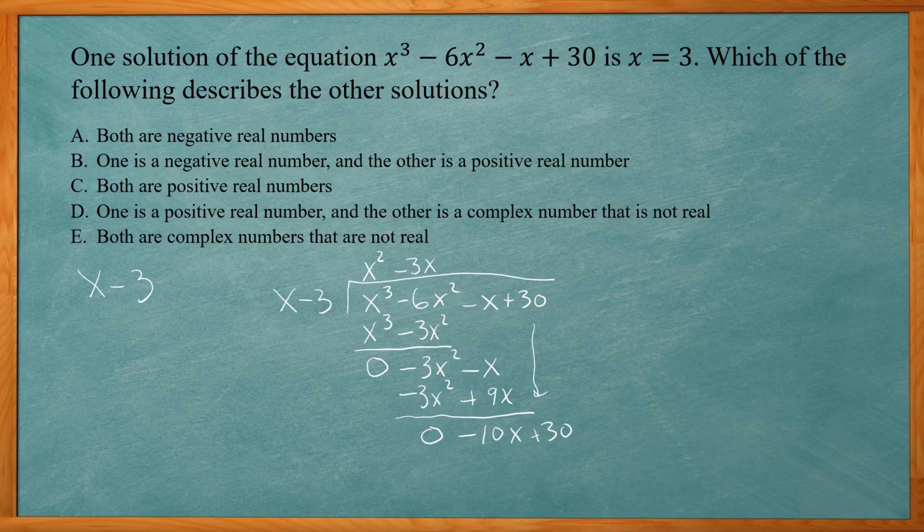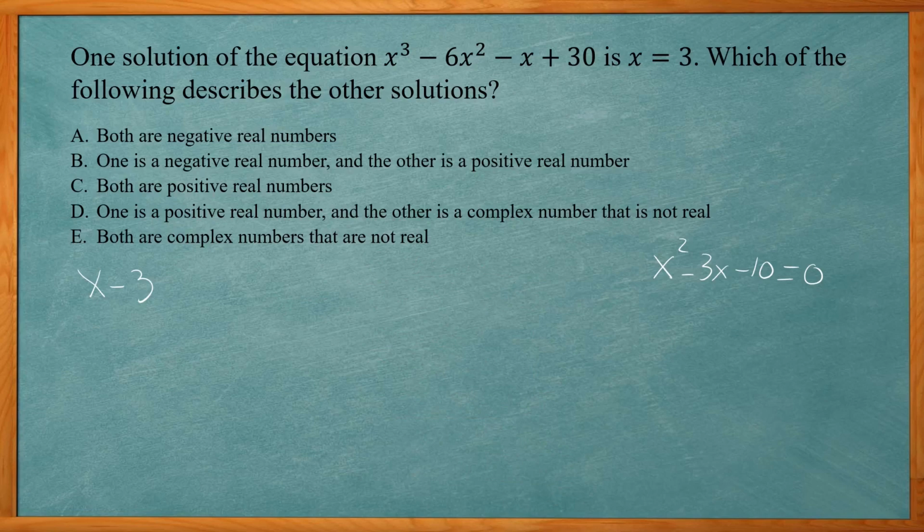Now to get negative 10x, I need to multiply x by negative 10. So negative 10 times x is negative 10x, and negative 10 times negative 3 is positive 30. Subtract those and it gives me a remainder of 0. Once we factored out the x minus 3 from the equation, we're left with x squared minus 3x minus 10, and we can set that equal to 0 to find the other solutions. But before I do that, I want to show you how to do this using synthetic division.